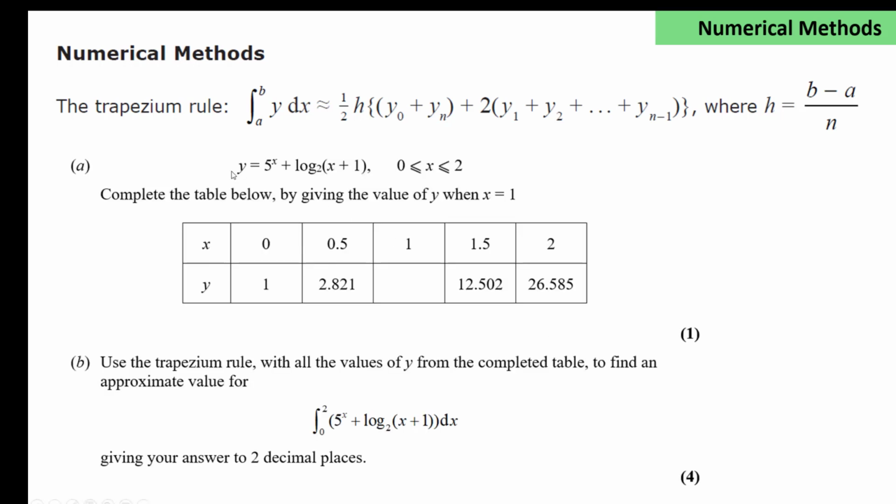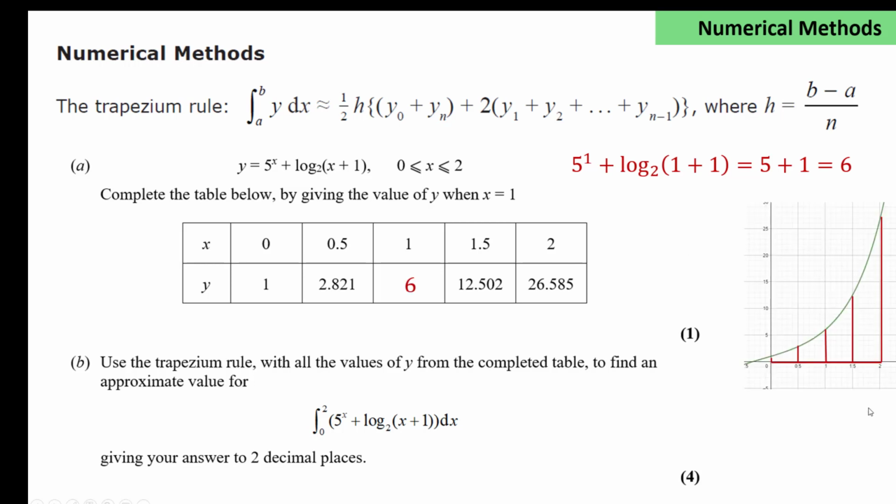We're given the curve y equals 5 to the x plus log to the base 2 of x plus 1 between x equals 0 and 2. We're first asked to complete the table of values. So here we substitute x equal to 1, and 5 to the 1 plus 2 log 2 of 1 plus 1 will be 5 plus 1, as log to the base 2 of 2 is 1, which is 6.